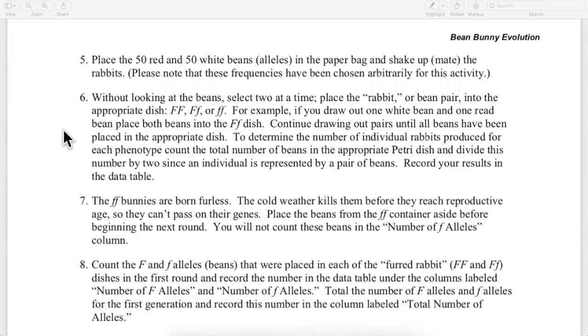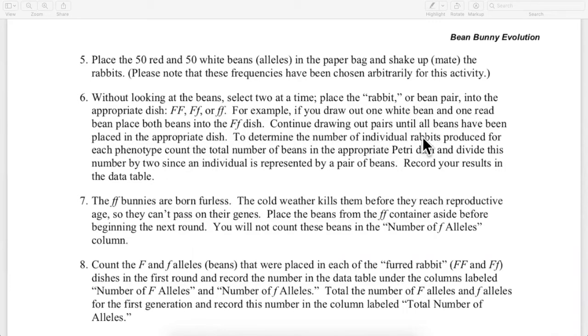Without looking at the beans, select 2 at a time and place the bean pair into the appropriate dish: big F, big F; big F, little f; or little f, little f. For example, if you draw out one recessive and one dominant, place both in the big F, little f dish. Continue drawing pairs until all the beans have been placed in the appropriate dish.